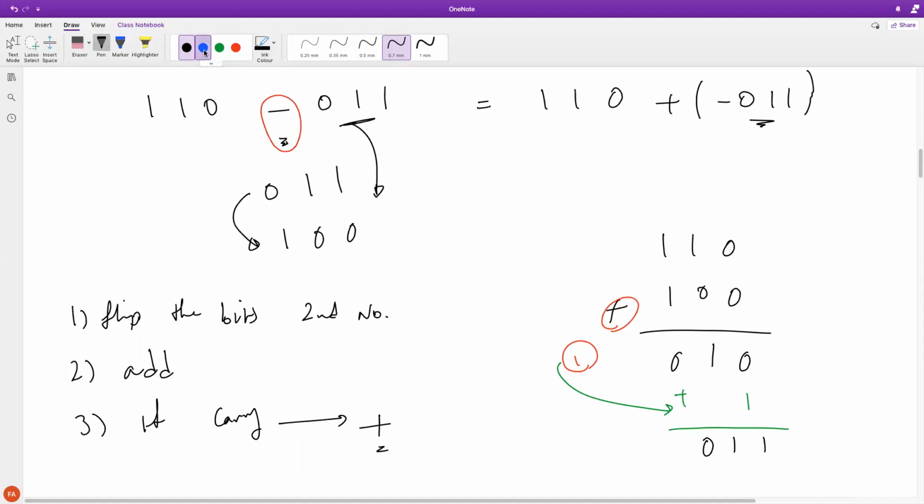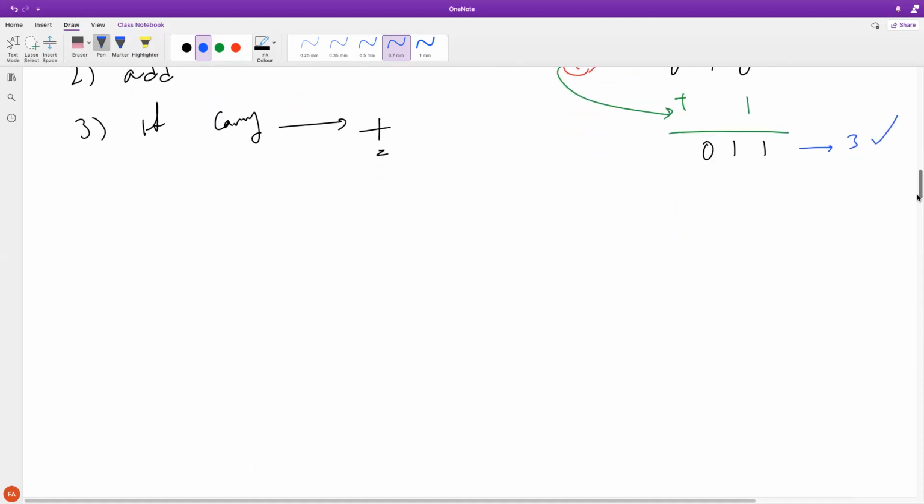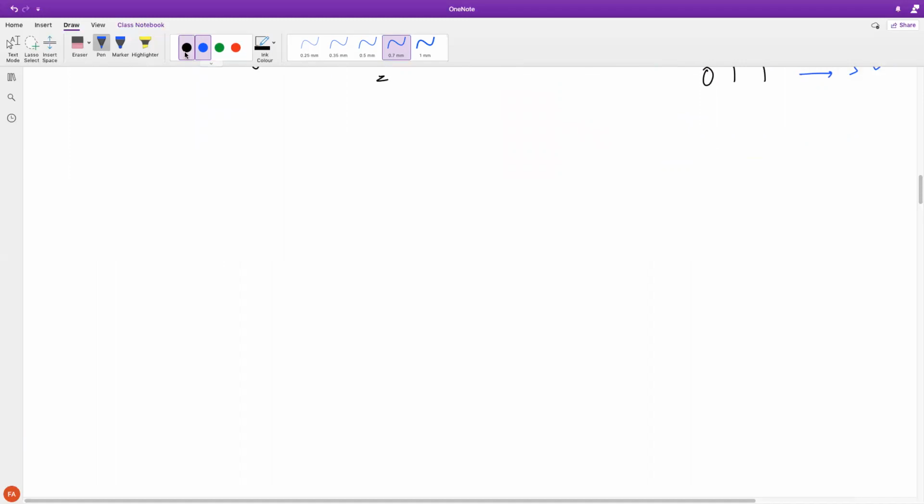Look, guys, interesting. What is this number in decimal? This is 4 plus 2, 6. What is this number? 1 plus 2 is 3. So the subtraction of 6 minus 3 is 3. Here is 3. It worked. Another example. Look, guys, for example, 12 minus 5.